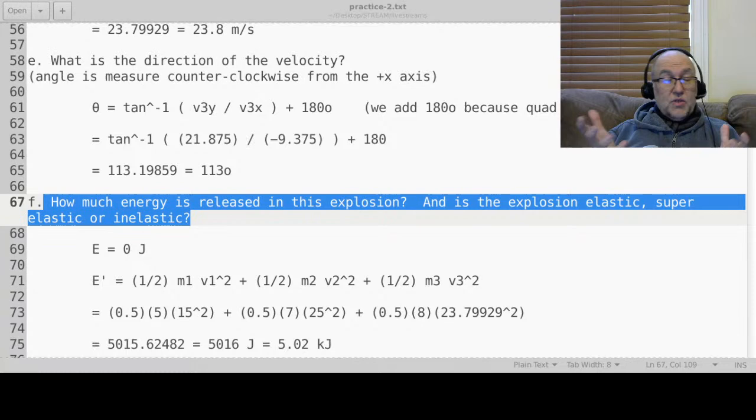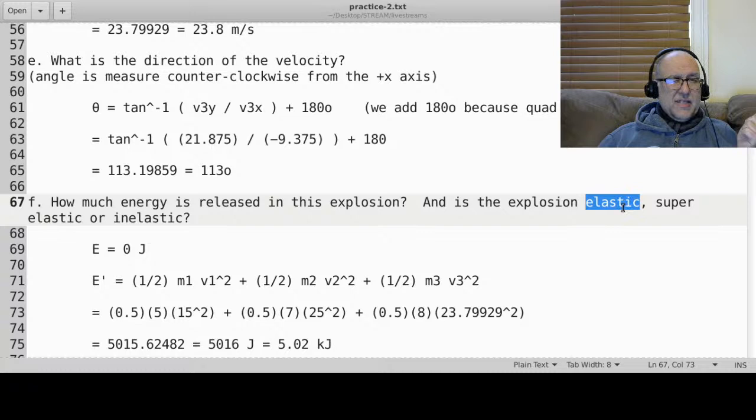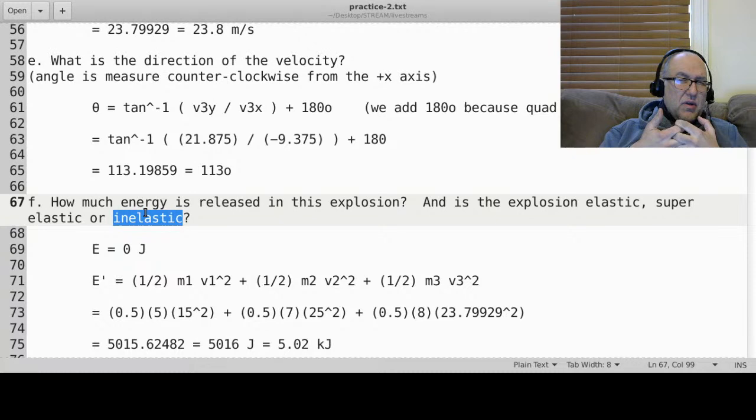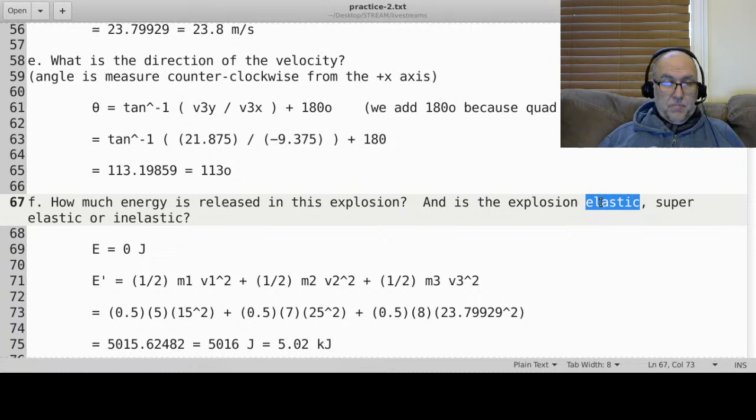So whenever the energy before and the energy after are equal, it's elastic. Whenever the energy after is greater than the energy before, it's superelastic. That's what happens in an explosion. So you know the answer is going to be superelastic, but I'll show you how you can see that from the numbers. And when you have collisions where things stick together, energy is converted into heat, so it looks like energy is disappearing, and those are inelastic collisions. So if things are sticking together, inelastic. If things are exploding, superelastic. And if the energy before and after are identical, which is rare but can happen, those are elastic collisions.